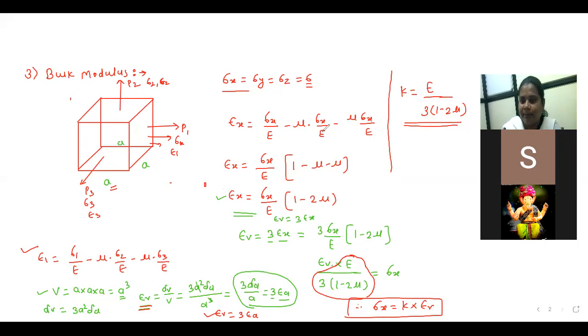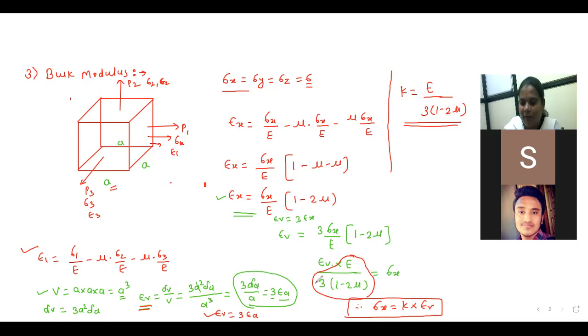After that, I have converted the equation in terms of sigma x. I will erase this part so you will understand easily. Here what is remaining is only epsilon V, which is equal to 3 sigma x upon E in bracket 1 minus 2 mu. Now you have to convert this equation in terms of sigma x. So this E goes to the other side to multiply, and the 3 and 1 minus 2 mu go to the denominator. So epsilon V into E divided by 3 in bracket 1 minus 2 mu is equal to sigma x.